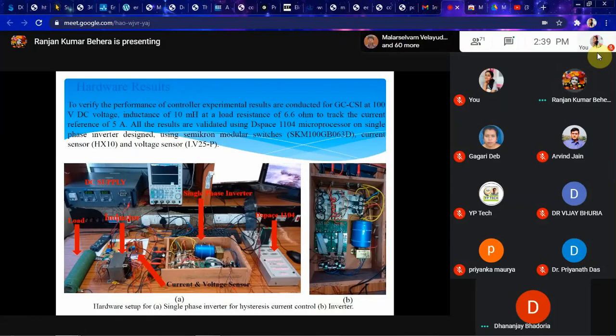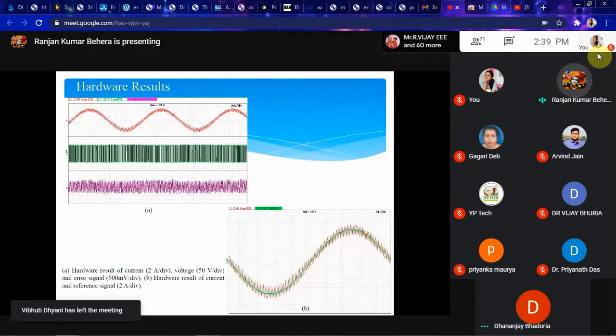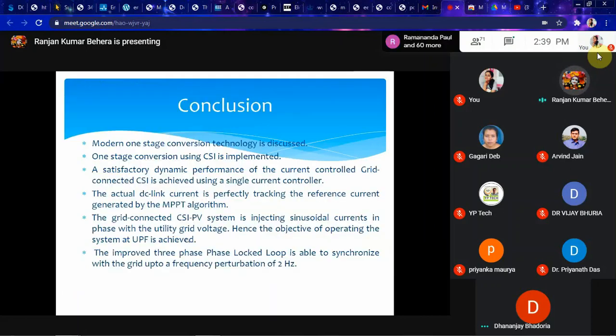Filter. And this is the hardware module where we use the hardware setup. You have an input, then we have a current and voltage sensor, then we have an inverter feeding through this inductor. We used the Semikron IGBT, and these are the hardware results. You can see the current error, and the current is tracking the reference value of the current. So these two are very important things.